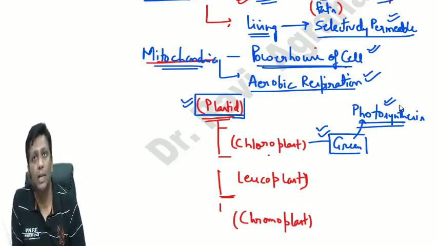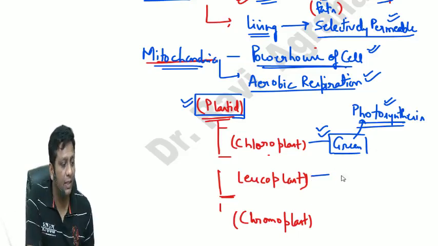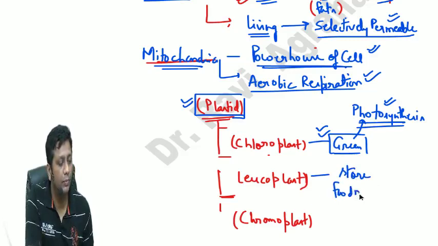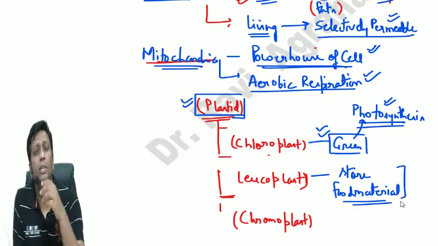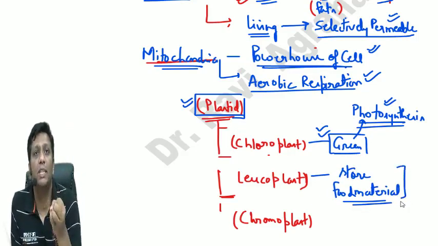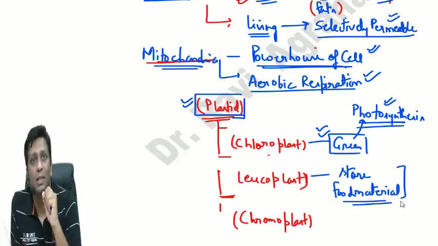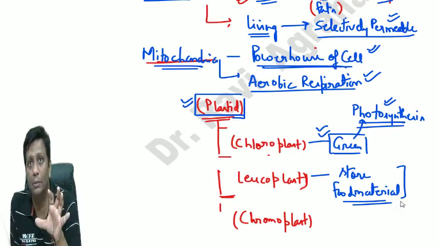Leucoplast is that type of plastid which stores food material. Stored food material means, very simple: if mustard has fat, where is the fat stored? Inside the leucoplast. If pulses have protein, where is protein stored inside a cell? Within the leucoplast. So leucoplast is that type of plastid where food material is stored in the plant body.